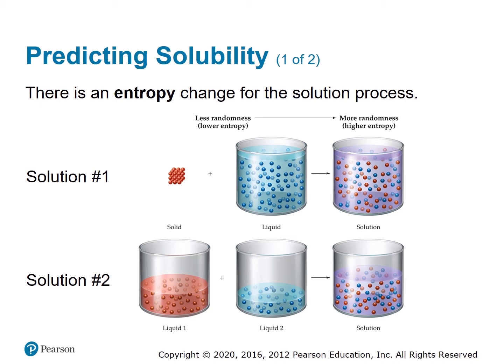If we mix two liquids together, the process of forming a solution here also leads, in most cases, to an increase in entropy. Even though the particles in liquids aren't as well ordered as they are in a solid, a solution formed from two different liquids still results in a randomized dispersion of multiple different types of particles, and hence an increase in disorder.